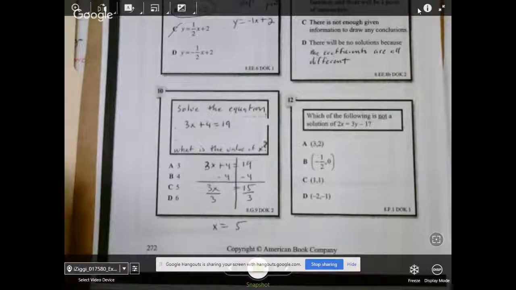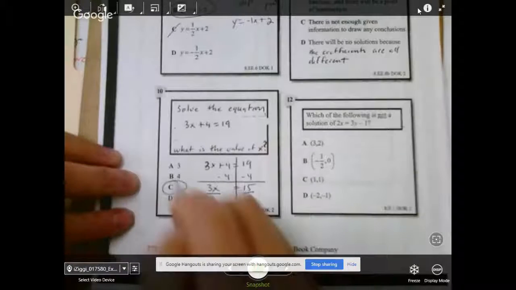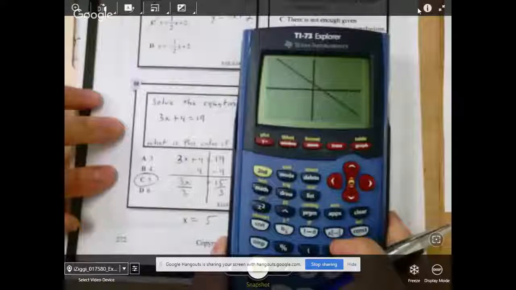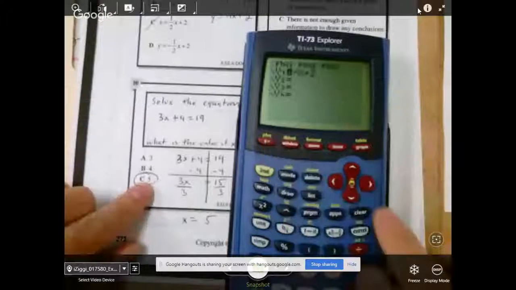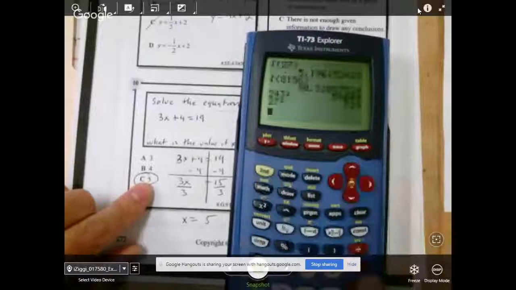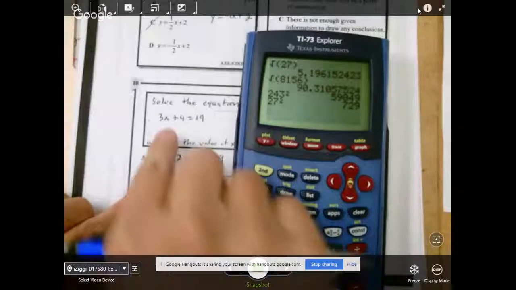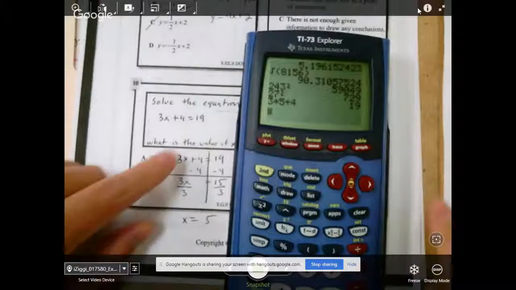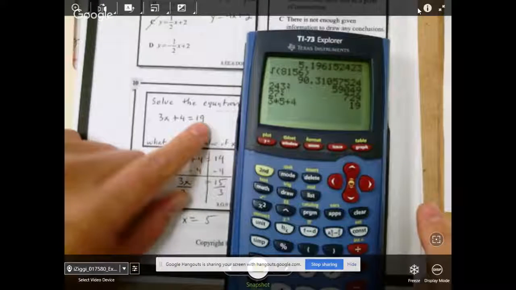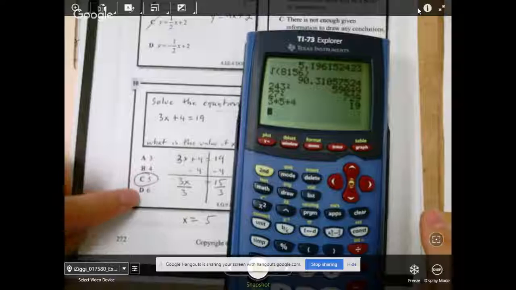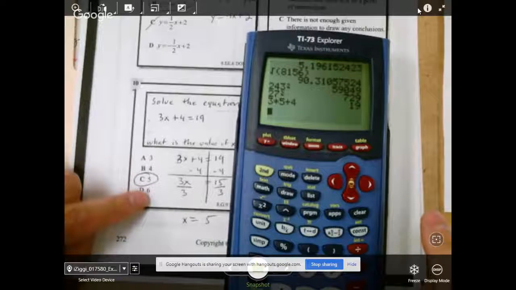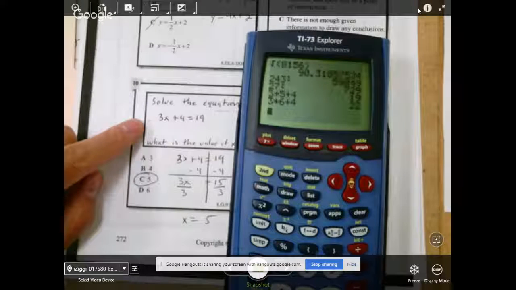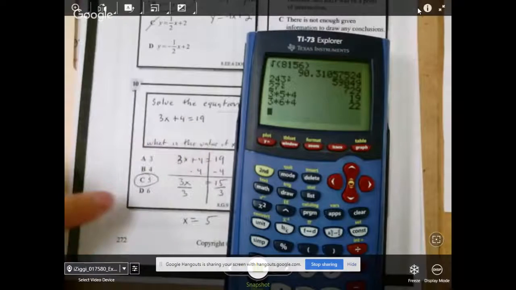Now, I can plug in and test. In the calculator, if I test x as 5, 3 times 5 plus 4 is 19, that works out. If I test one that doesn't work, for example, D, x is 6. 3 times 6 plus 4 gives me 22. I wanted that 19, so I know this one wouldn't be the right answer. Okay. All right, number 11.